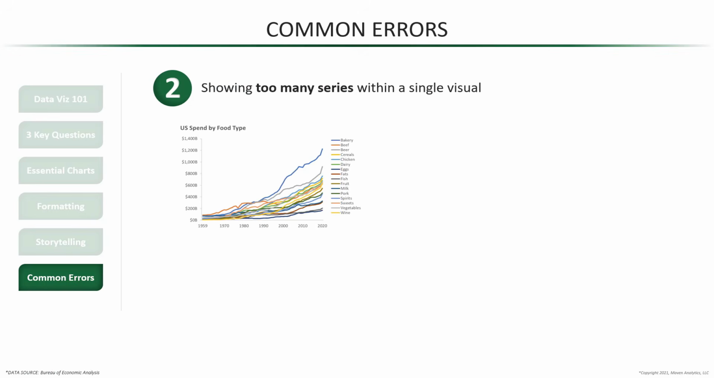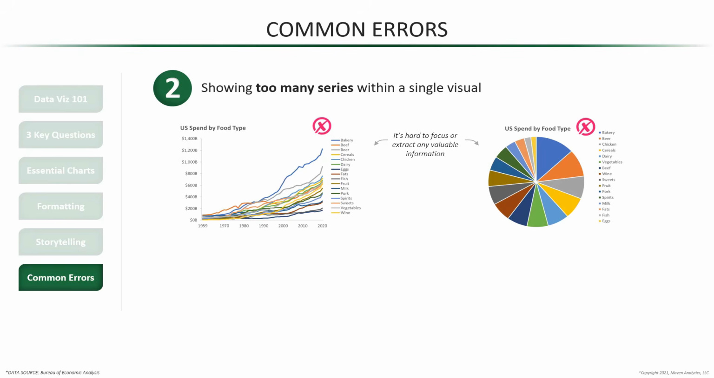So let's look at another example. This time, we're showing the trend of US spend by food type. Now, unlike the last example, a line is appropriate here because we are using time series data to make the comparisons. But all these series are making it really hard to focus or extract any valuable information, which also applies to this pie chart here that's showing the composition of US spend by food type.